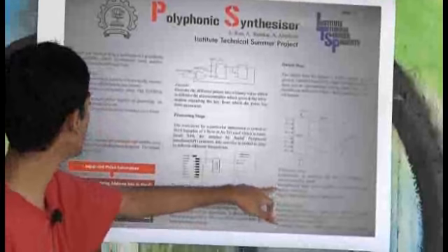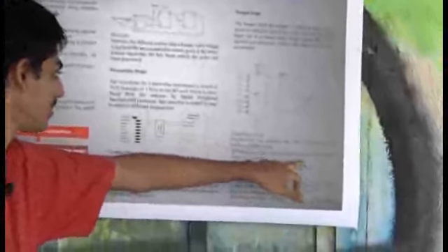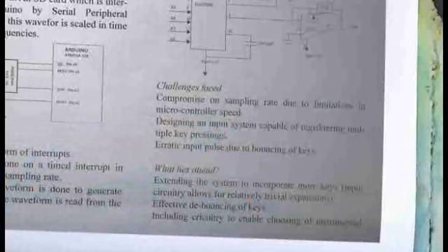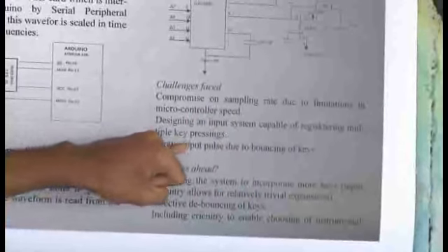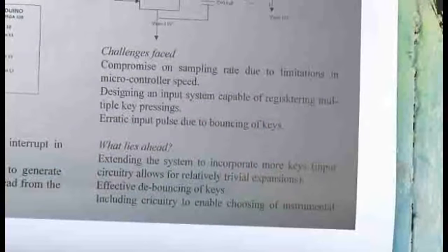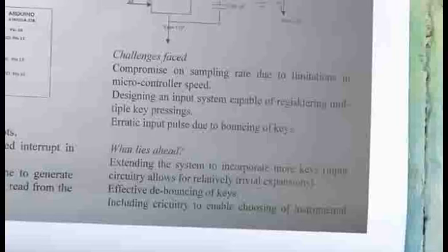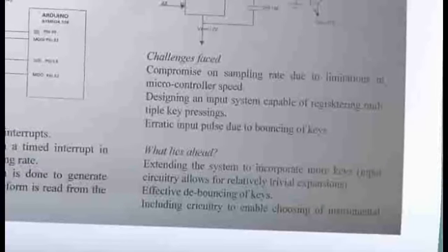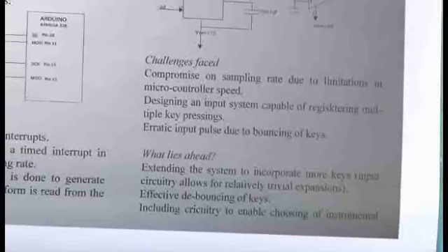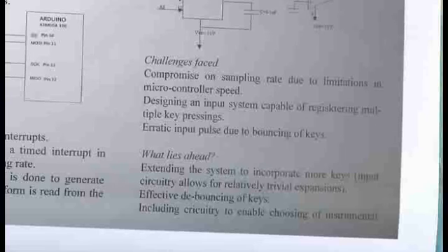And the second one is designing the input system capable of registering multiple keys that we have mentioned here, which involves the pulse generator. And the last one is erratic input pulse due to bouncing of keys. This implies that when you press a key, the contact is not very clear. The key will bounce off its contact many times, leading to a tremendous amount of noise.